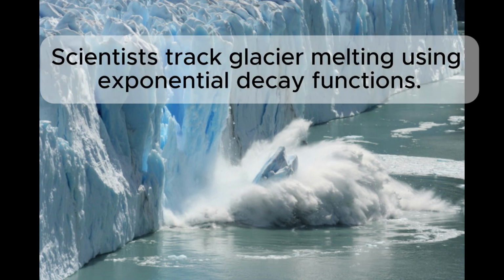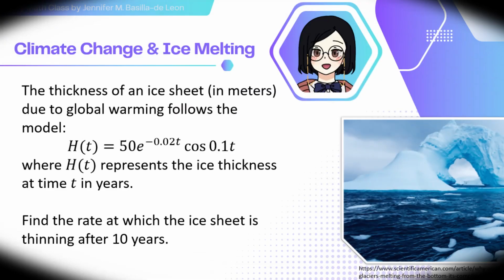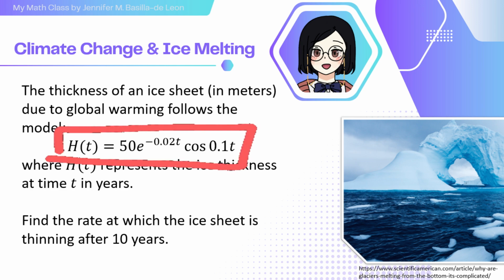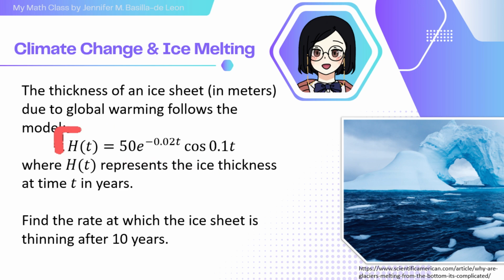Climate change is one of the most pressing issues of our time. Scientists track glacier melting using exponential decay functions. Suppose the thickness of an ice sheet in meters follows this model: H(t) = 50e^(-0.200t) times the cosine of (1/10)t, where H(t) represents ice thickness after t years. Find the rate at which the ice sheet is thinning after 10 years.